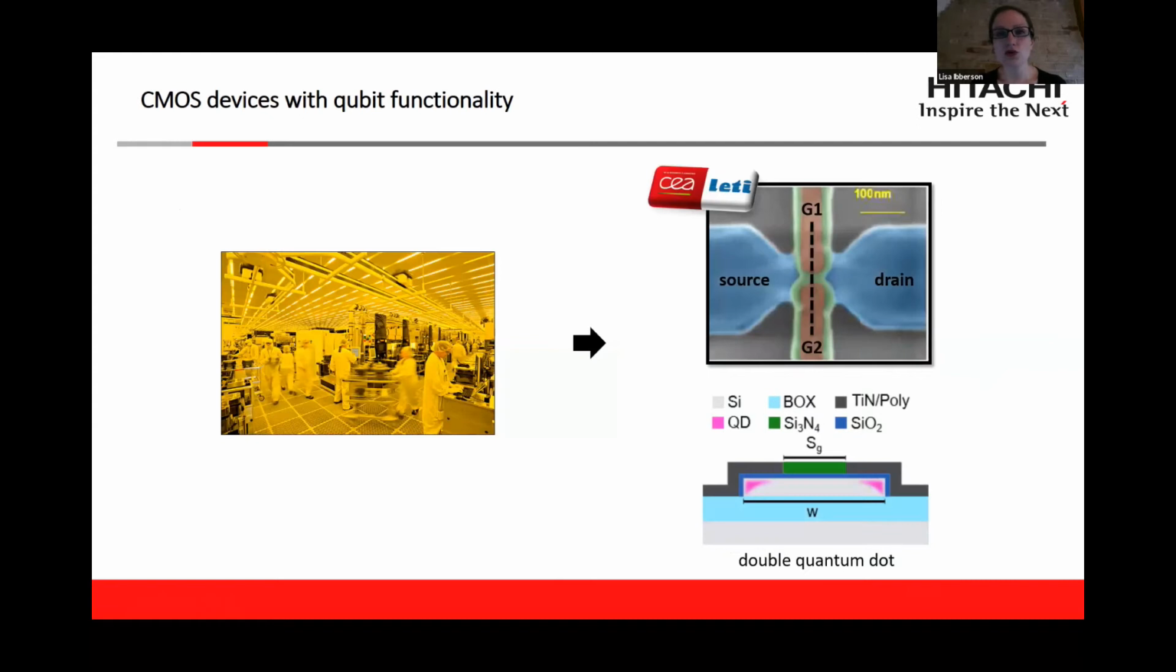The workhorse of all of our experiments is a device made at the CEA Leti fab in France, and it's a split gate nanowire transistor. It consists of a narrow source drain channel, shown in the top figure in blue, and 2 wraparound top gate electrodes, shown here in a sort of pinky color. The 2 top gate electrodes are separated by a silicon nitride spacer layer.